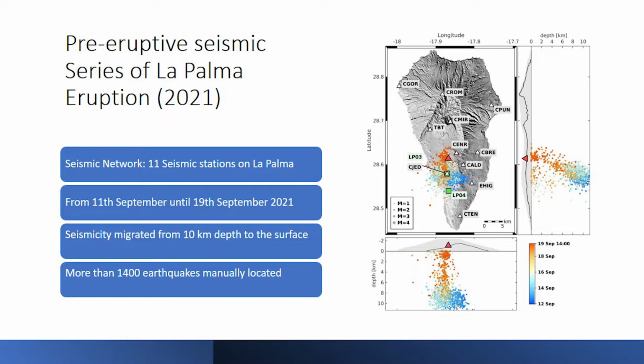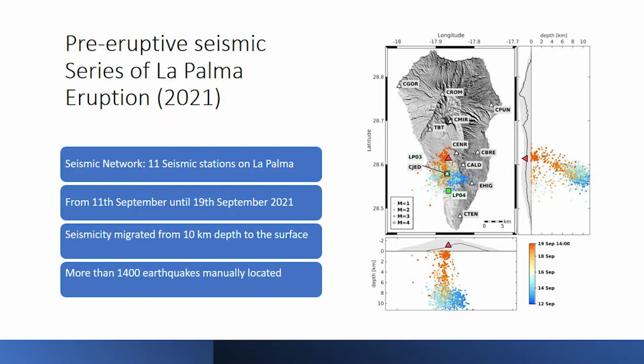Now I'm going to present the results of the last research that we made on the pre-eruptive seismic series of the La Palma eruption in 2021. In 2021, we had 11 stations on La Palma. This pre-eruptive seismic series started on the 11th of September and ended on the 19th of September. The seismicity migrated from the center of the island at 10 kilometers depth to the surface in less than 7 days.